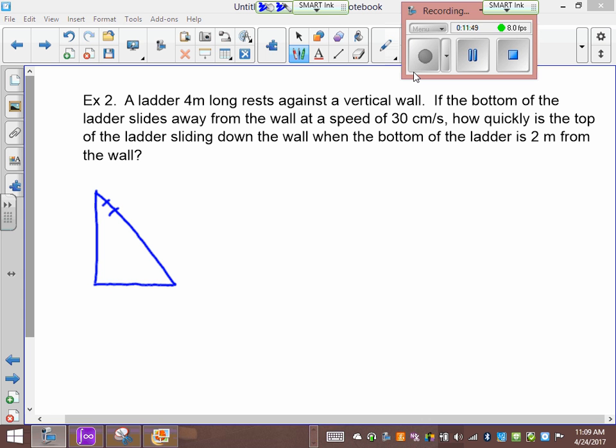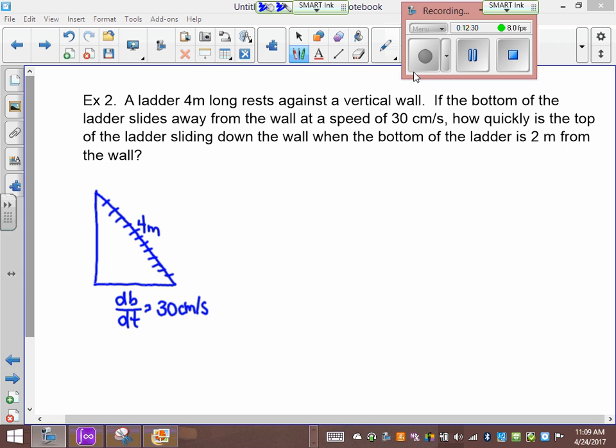This is going to be your ladder, side view. A ladder 4 meters long rests against a vertical wall. If the bottom of the ladder slides away from the wall, so dB/dt, I know it's going to be per time because it's distance per time, right? It slides away from the wall, so it's going to be positive 30 centimeters per second. How quickly is the top of the ladder sliding down the wall?